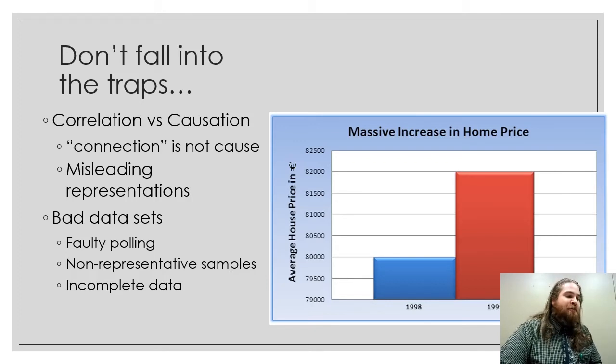This is a really great bad data set. If you look at the average home price, the scale is so low, only going up by $500, that it looks like there's a massive increase in home price when actually it's gone up by less than $2,000. So you always got to be on the lookout because stats can be easily used to fool people. Be looking out for faulty polls. Be looking for non-representative samples. Be looking for incomplete data. Because if the data you have is bad or the graph is bad, then you're not going to be able to draw much evidence or conclusion from it.